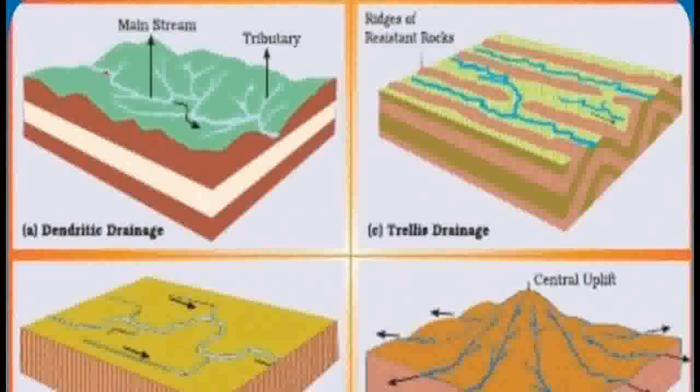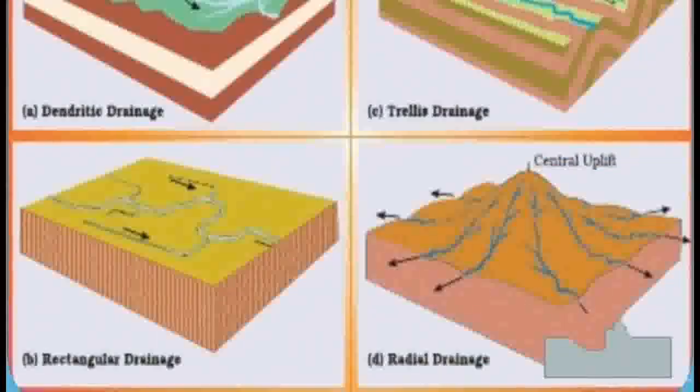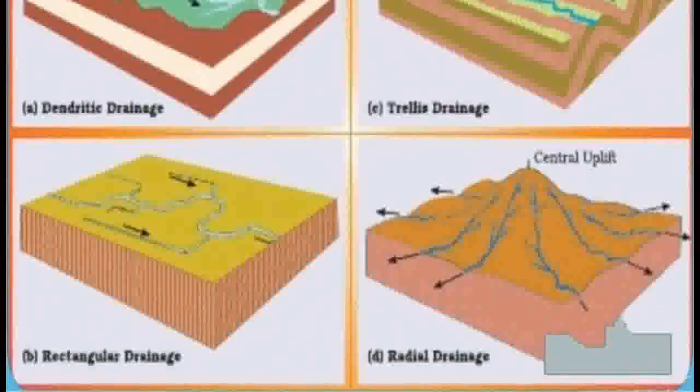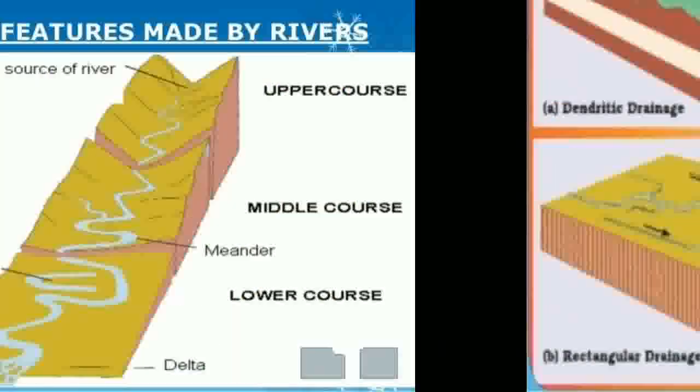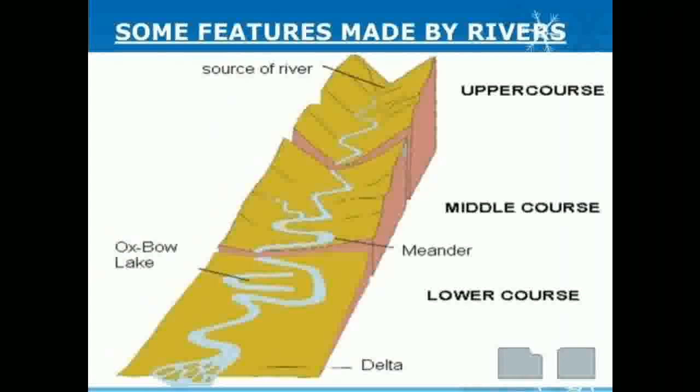This is here on the left side, and the pattern shown in the photograph is the dendritic pattern. To the right side of this dendritic, it is the trellis pattern. At the bottom, it is a radial type of drainage pattern, and the left one is the rectangular type of pattern.